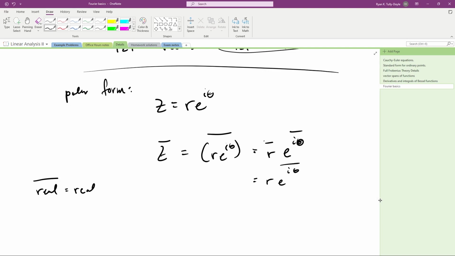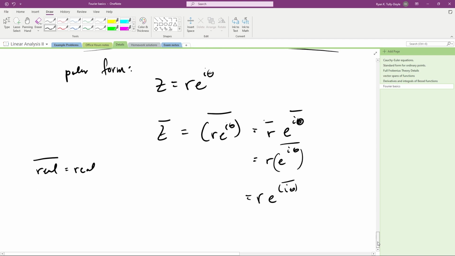Now the next thing that happens is when you have a complex conjugate outside of a function, you can take it and put it inside. So the complex conjugate of e to the i theta is actually equal to e to the complex conjugate of i theta, and that's just e to the minus i theta, because remember, what complex conjugation does is it negates the imaginary part.